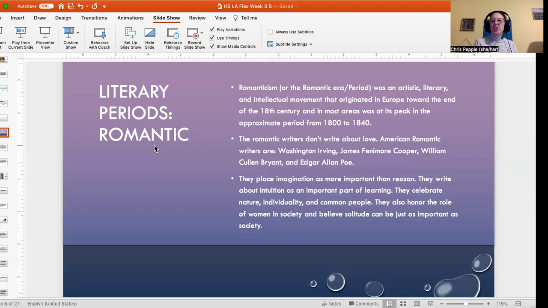They celebrate nature, individuality, and common people. They also honor the role of women in society and believe that solitude can be just as important as society. Yeah, it's not all about social status. It becomes more individuality and what is it that I want to do and how do I incorporate times to think as a writer. So a lot of change here going on.